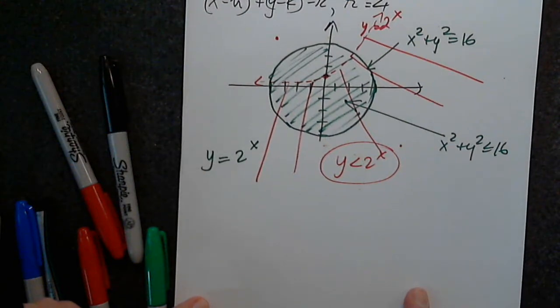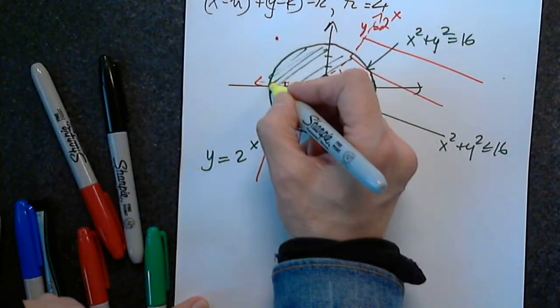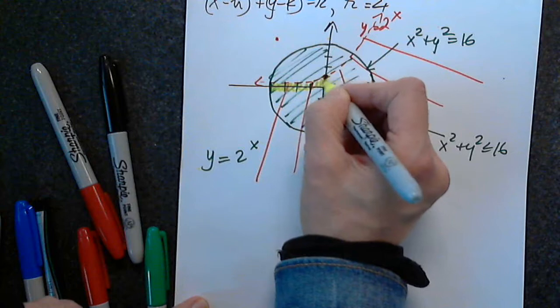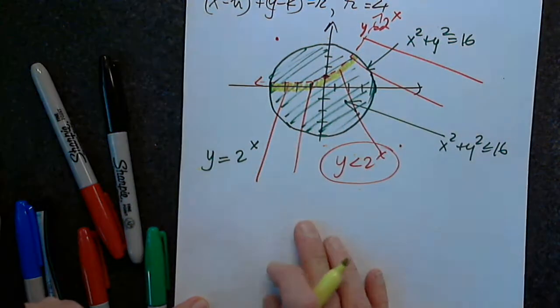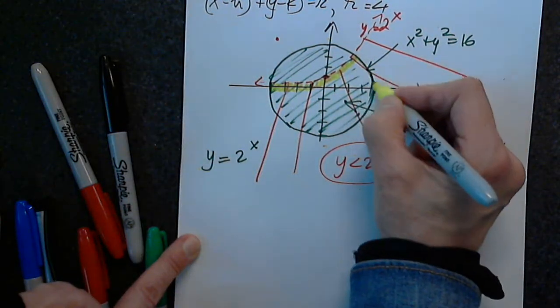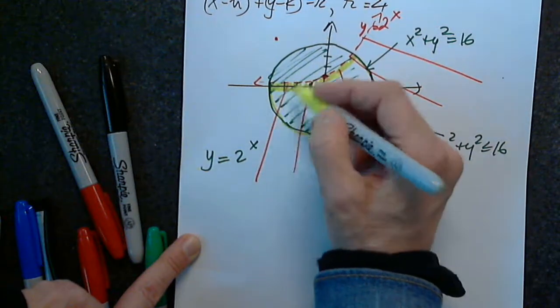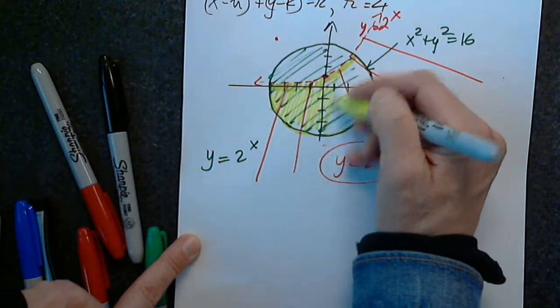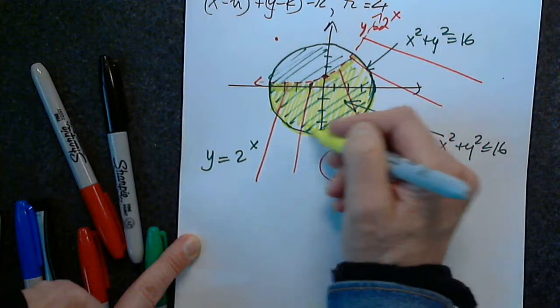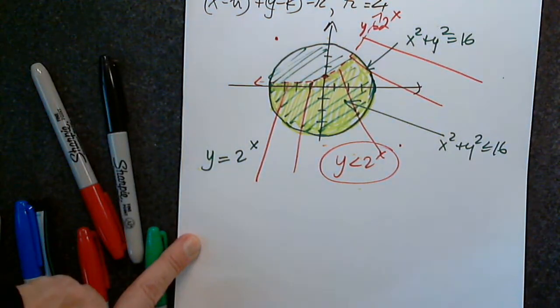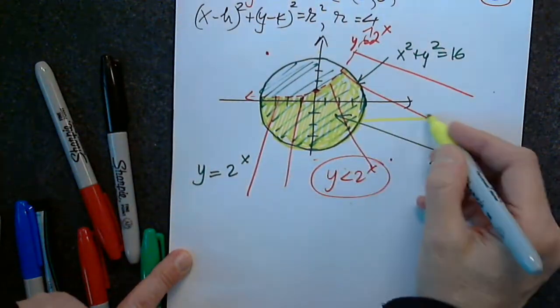Do they overlap anywhere? Good. So not points on this curve, very close, but not points on the curve. All these points, yes, and everything in between. So this is both.